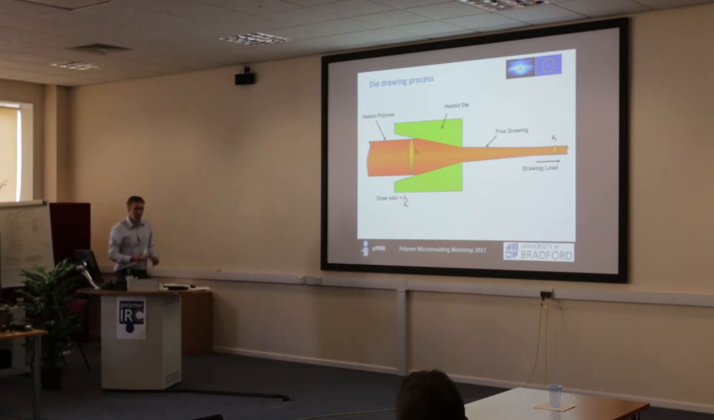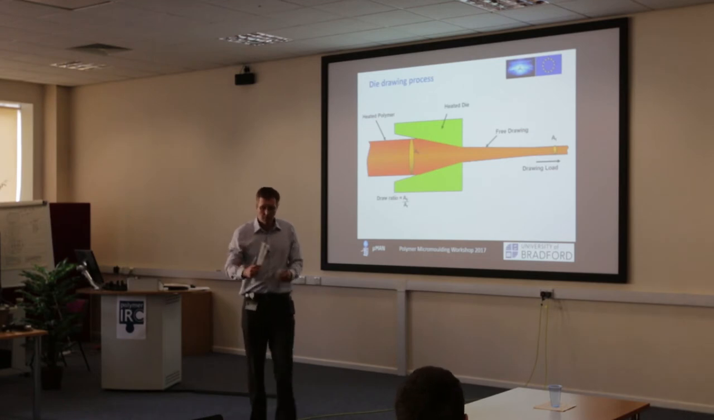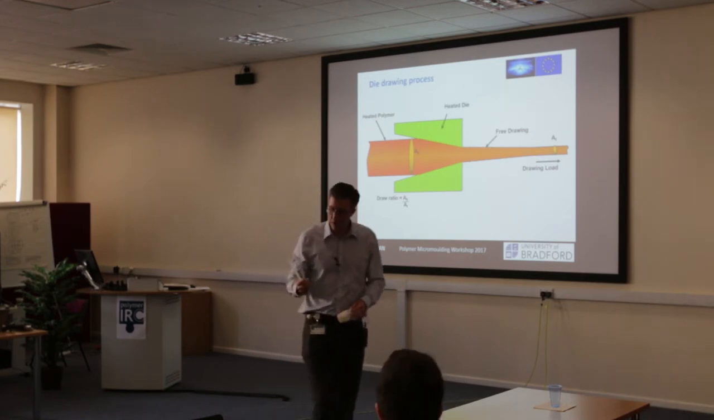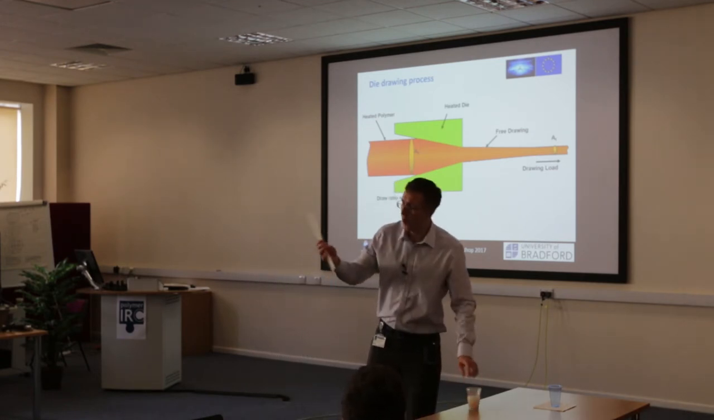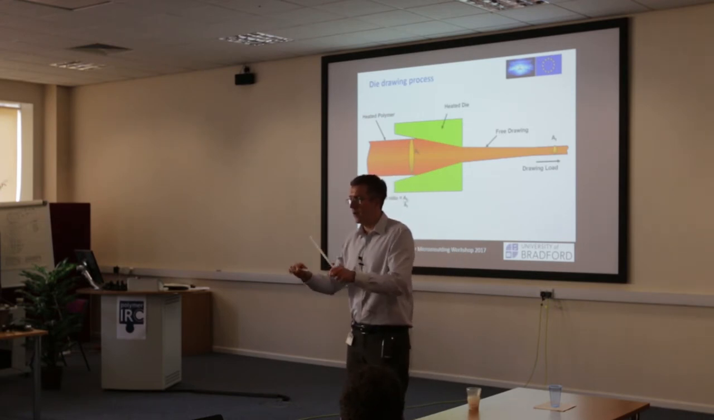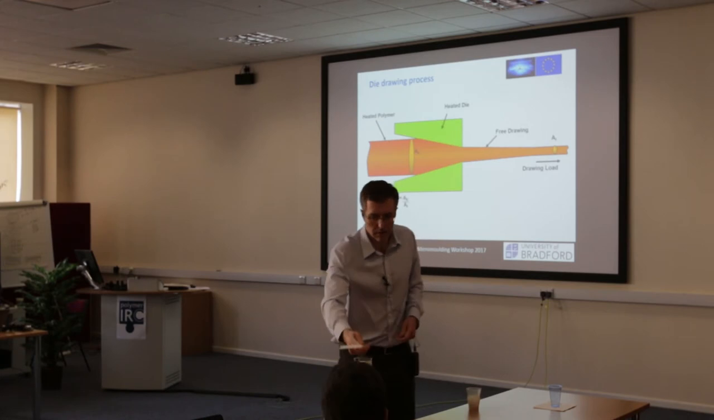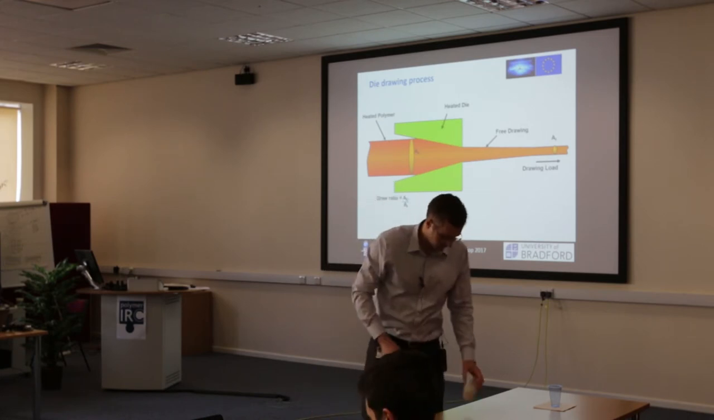These are some more examples as well. I'll pass these around. This is a really good example of a material before and after drawing. So one of these materials, which are similar diameter, these are polypropylene bars. One of them has been extruded. The extruded one is the one you can bend quite easily. The one that's been die drawn, you can feel the difference. Very, very stiff. You can't bend it.